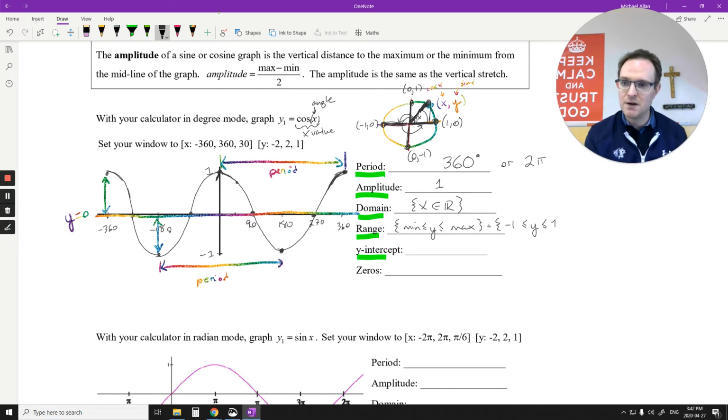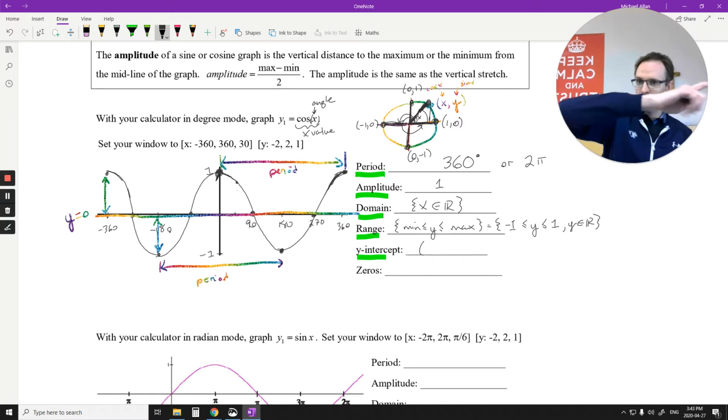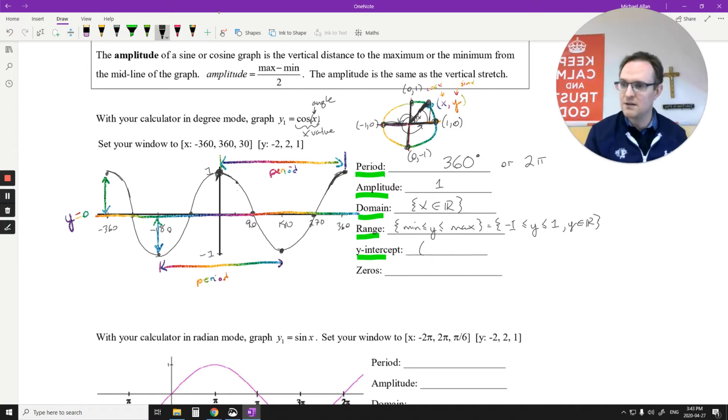To my max, which is +1, and I should probably put the y ∈ R part in there just to complete that. Now my y-intercept in this case is going to start at 1 because that's at angle 0. What is the x value? So when my angle is 0 degrees, what is my value out? It's 1. So technically it's my x value, even though it's plotting this in y.